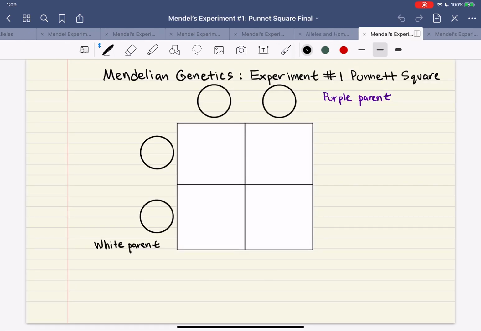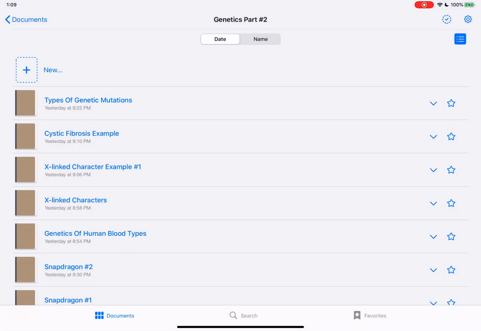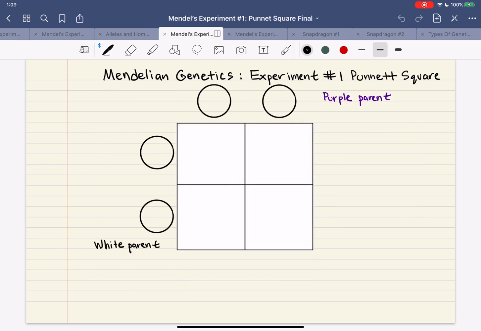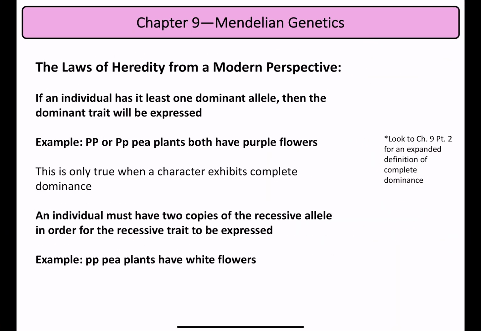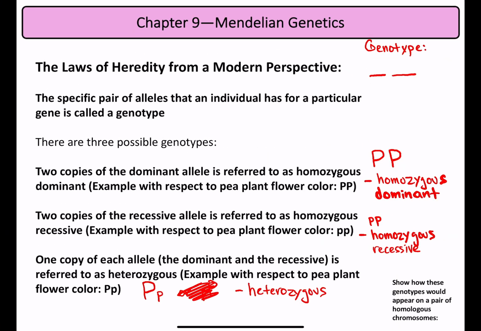And we're moving along here. We're almost done with Mendelian genetics. We have 2 more pictures. So, back to the PowerPoint slides. We did that. That's what we just did. We showed how these genotypes would actually look on a pair of real homologous chromosomes.